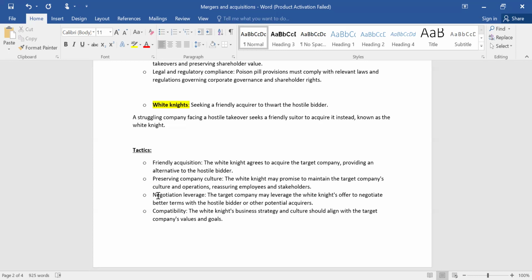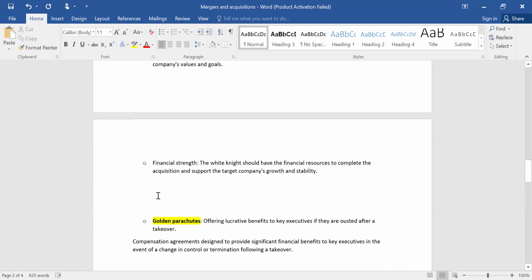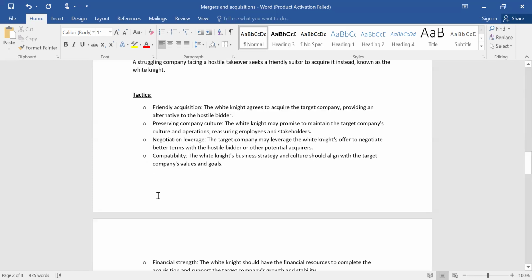So under negotiation leverage, the target company may leverage the white knight to negotiate better terms with the hostile bidder or other potential acquirers. Then there is another one, financial resources. So the white knight should have the financial resources to complete the acquisition and support the target company's growth and stability. So those are some of the reasons we explain for the white knight.